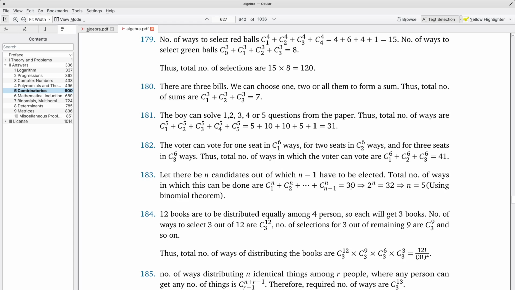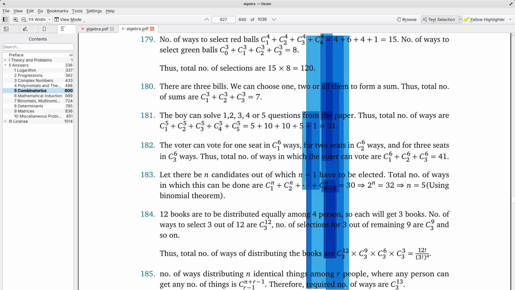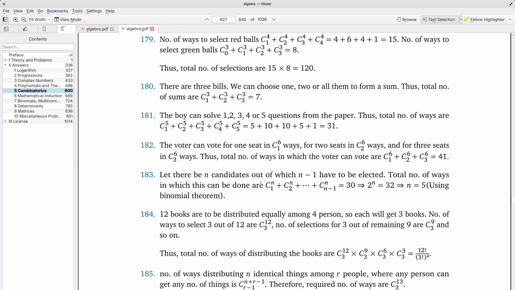2 to the power n is equal to 32 from this series. So you add nC0 and you add nCn, and that will be equal to 2 to the power n. So on the right hand side also you have to add 1 and 1, twice. So that will become 32. So n is equal to 5. This question relies on the binomial theorem for the sum of nC0 plus nC1 plus nC2 up to nCn.